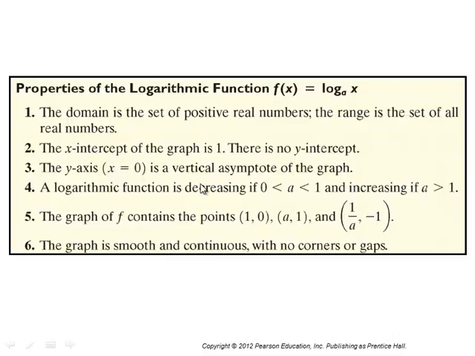The y-axis is the vertical asymptote of the graph, either upward or downward, depending on whether a is less than 1 or greater than 1, respectively. But regardless of what a is, as long as a is either less than 1 or greater than 1, the graph of the function always includes these 3 points.